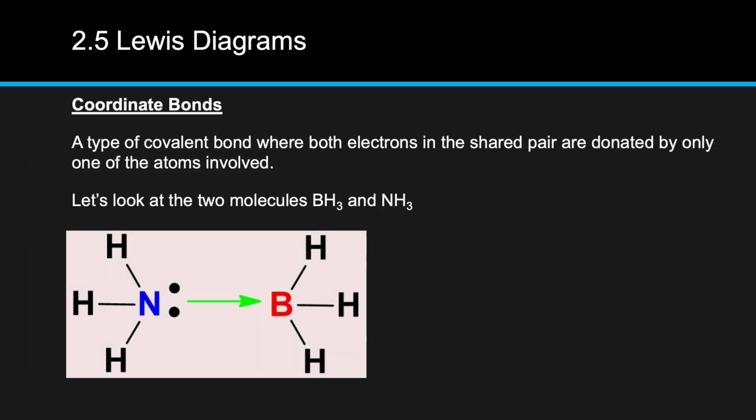All right, so coordinate covalent bonds. A coordinate covalent bond, or a dative bond, is a type of covalent bond where both electrons in the shared pair are donated by one of the atoms involved.